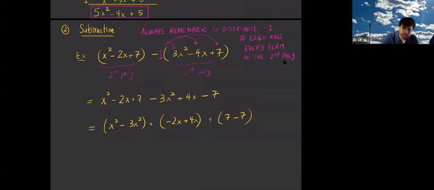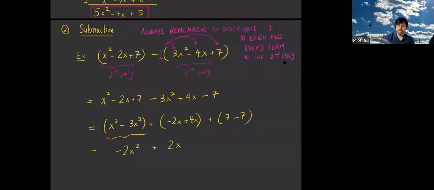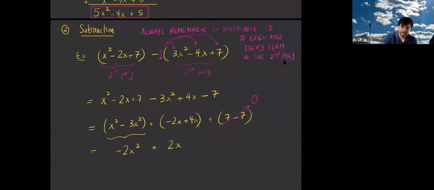So then when you combine this, what do you get? x squared minus 3x squared is negative 2x squared. Negative 2x plus 4x is positive 2x. And then 7 minus 7 is 0. So the result, the difference, is negative 2x squared plus 2x. Boom. Done.